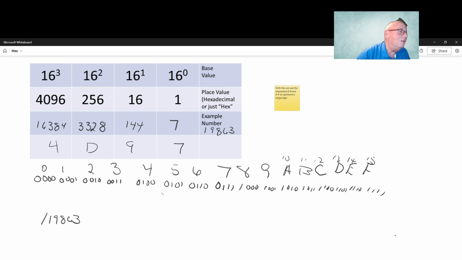19,863 divided by 16. 16 goes into 19 one time. 38. 16 goes into 38 twice. For 30, that makes it 32.